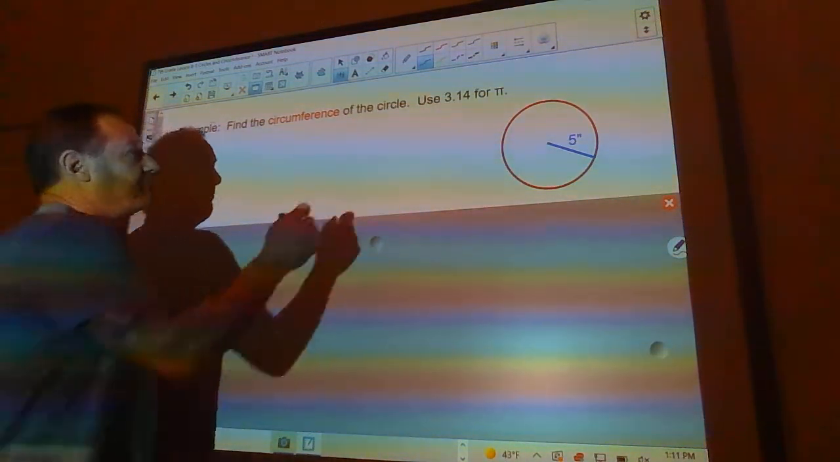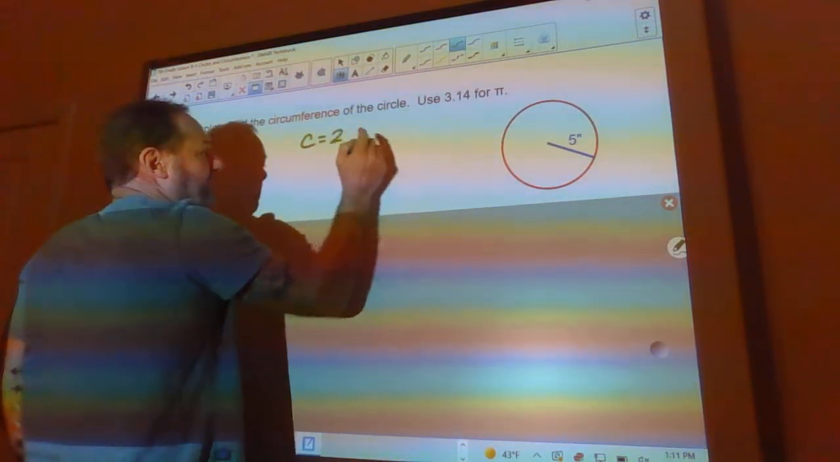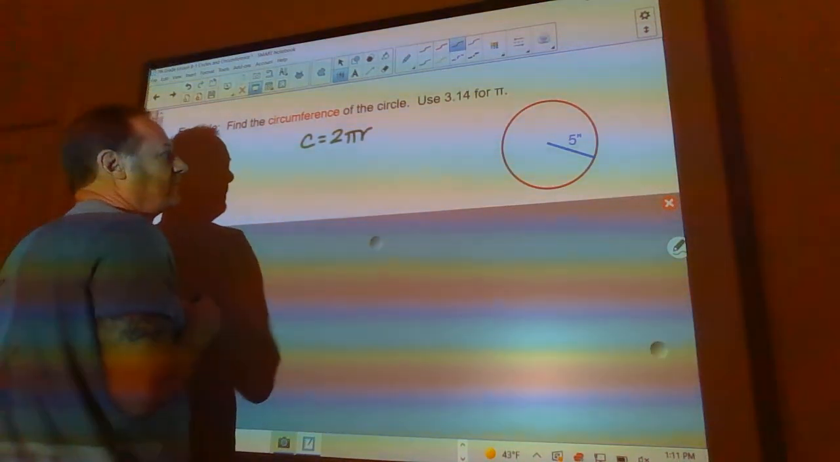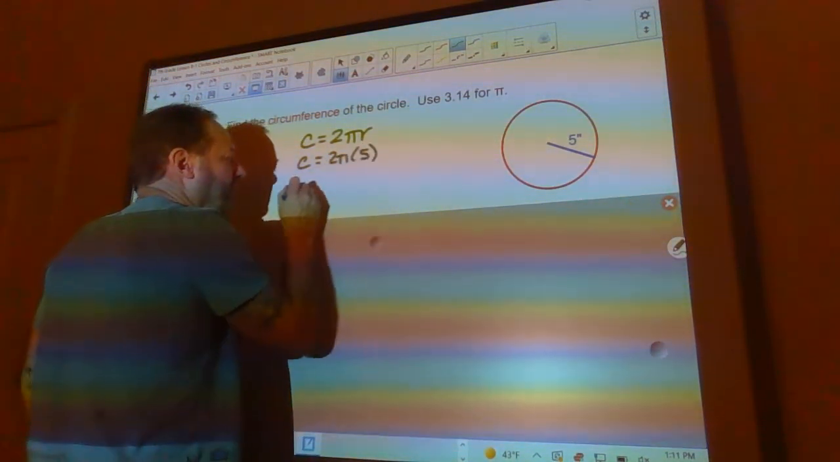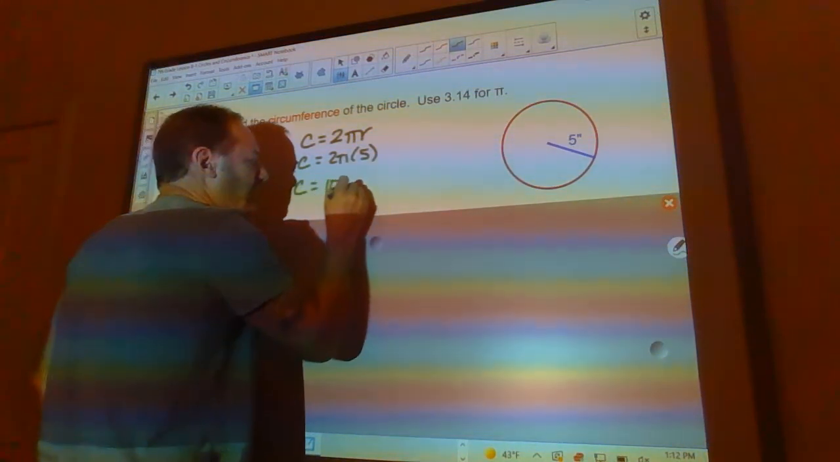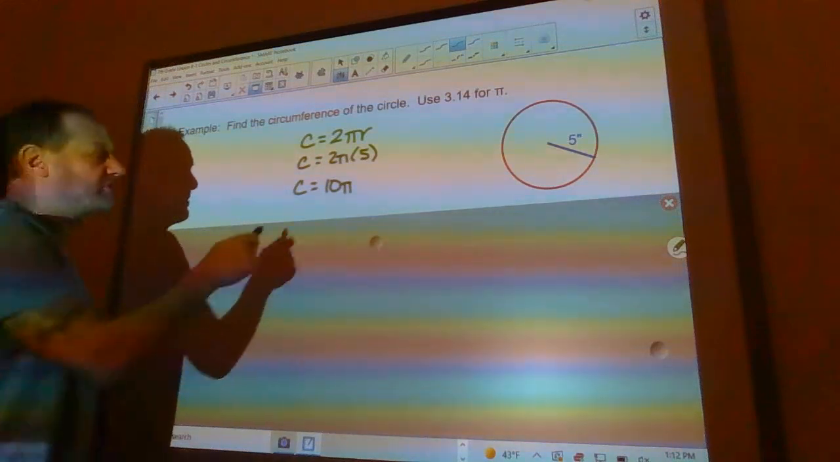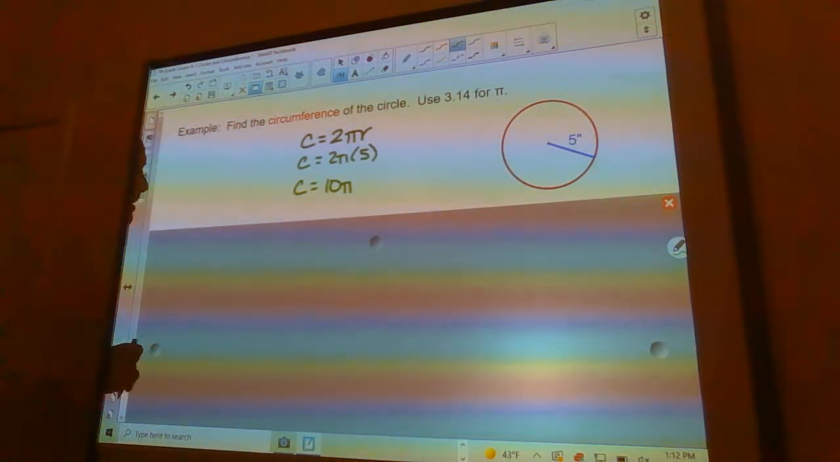So we're going to go ahead and find the circumference here. If we have the radius, we're going to use this formula, 2 pi times the radius. So circumference is 2 pi times 5. So the circumference is 10 pi. Now, if you were asked what is the exact answer to this, you would say 10 pi inches, and you would just leave it like that.